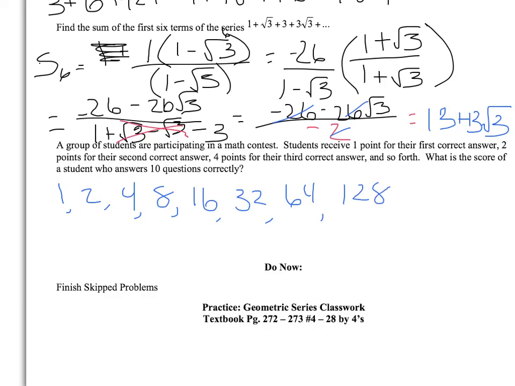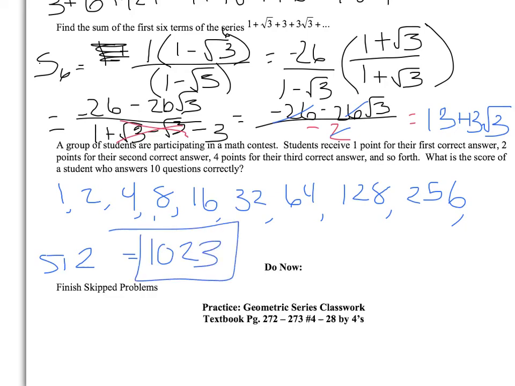and then 128, and then 256. Let me see what I'm up to. 1, 2, 3, 4, 5, 6, 7, 8, 9. And then 256 times 2 is 512. If you want to, you can add them all up and you get 1023. So that's how many points they would get if they scored 10 correctly. At this point, you can try the skipped problems.